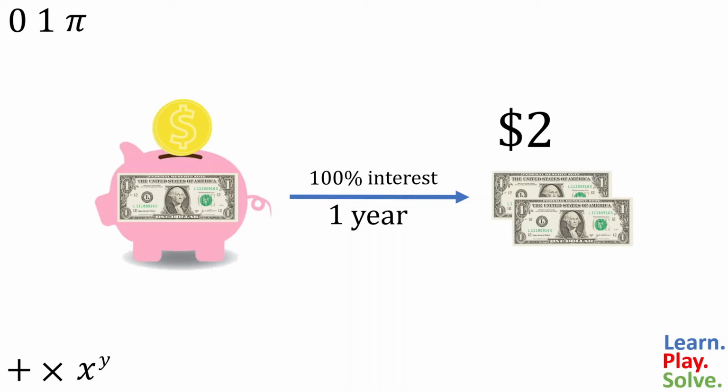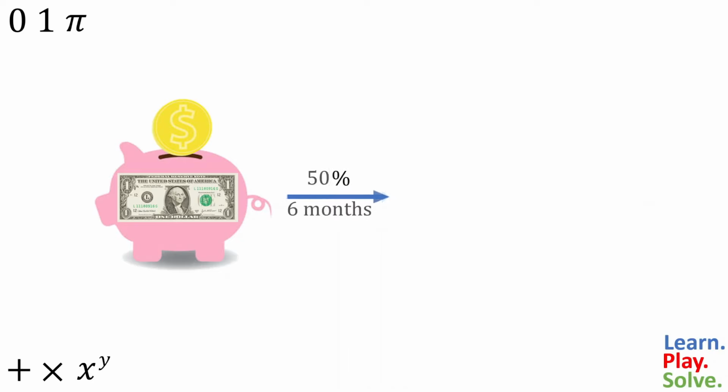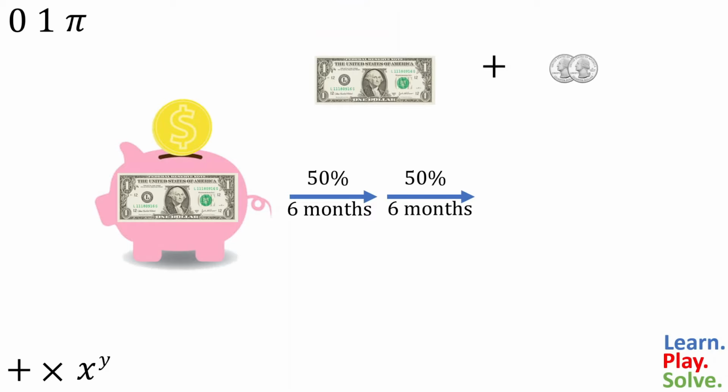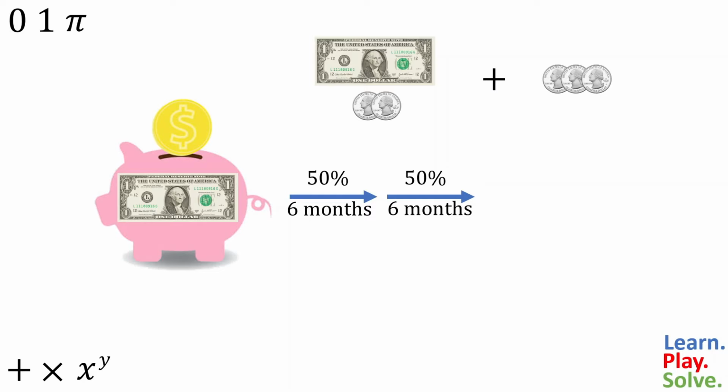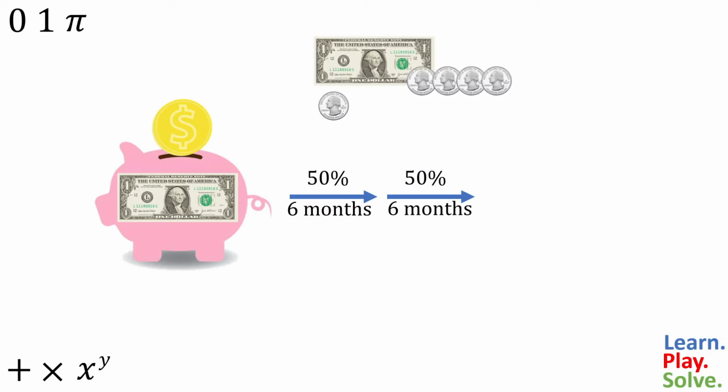Now imagine that instead of being paid 100% interest at the end of the year, you decide to split that up and be paid 50% interest after the first 6 months and 50% on the new balance after another 6 months. This is called compounding the interest. So in this case, after 6 months, your dollar will earn 50% of itself, bringing your balance up to $1.50. Then after another 6 months, your $1.50 will earn 50% of itself, 75 cents. This brings your balance up to $2.25.